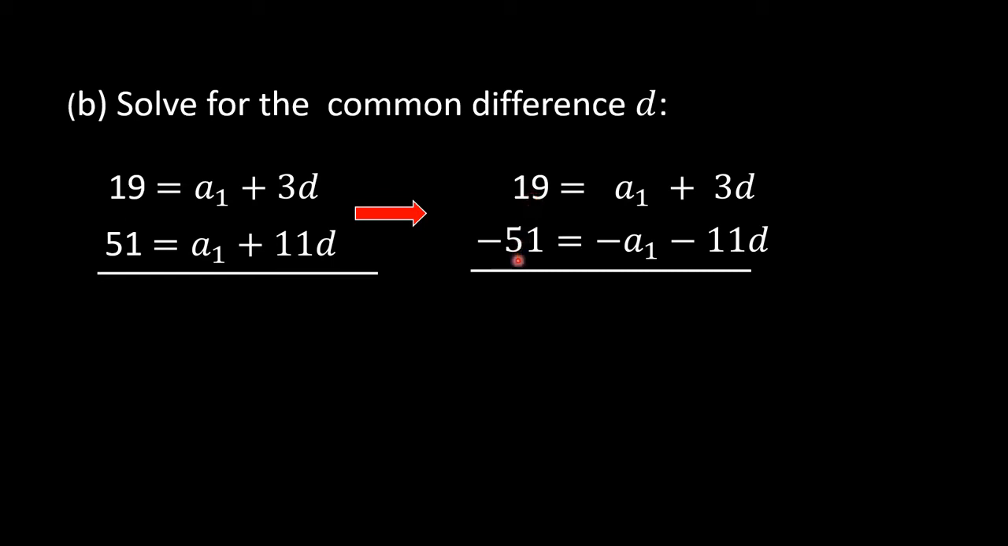Positive 19, negative 51 is negative 32. Positive a sub 1, negative a sub 1, 0. And then positive 3d, negative 11d, negative 8d. Divide both sides by negative 8, the coefficient of d. And then 4 is equal to d, or d is equal to 4. So the common difference d is equal to 4.